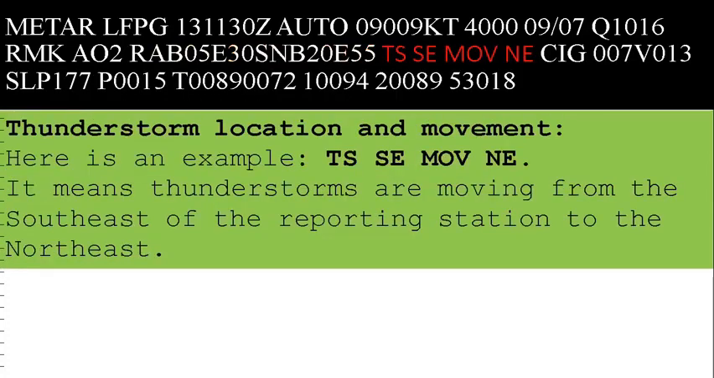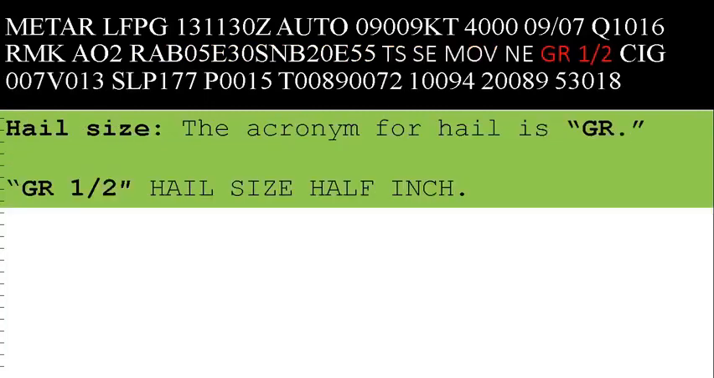Now next, thunderstorm location and movement. If we have been given TS SE MOV NE, it means that the thunderstorm is moving from the southeast of the reporting station to the northeast. It's that simple. Then hail size. The acronym for hail is GR, and if GR 1/2 is given, it means we are talking about a hail size of half an inch.